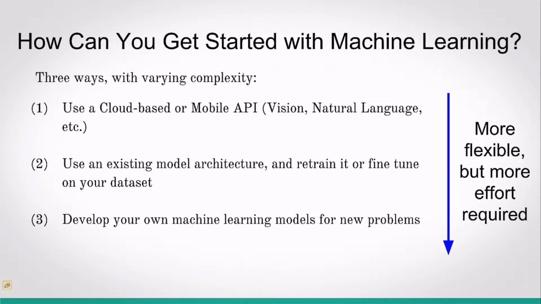The second way is to use an existing model architecture and retrain or fine-tune on your data set. This is a really simple but very powerful technique that research scientists in academia and now engineers in the industry are now using to develop really, really powerful models without having to start from scratch. And we'll see a demo of this during our session today. And the third technique is obviously the most flexible, but probably requires slightly more knowledge of machine learning, which is to develop your own machine learning models for new problems.